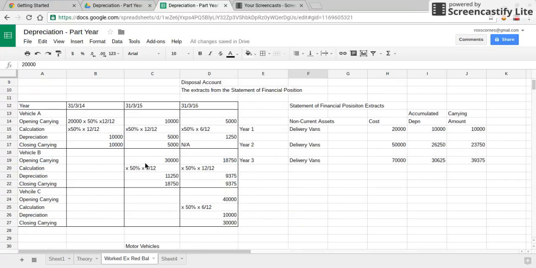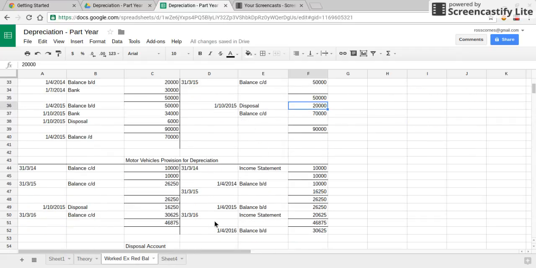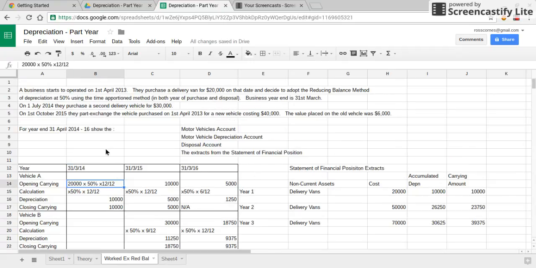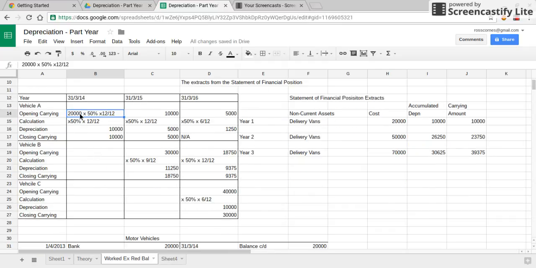Right, what I would then do before I even started to do the provision for depreciation account, I would work through and actually do the depreciation for each year for each vehicle and do them all separately. So in the first year, just make those orange so you're going to focus on the right things.